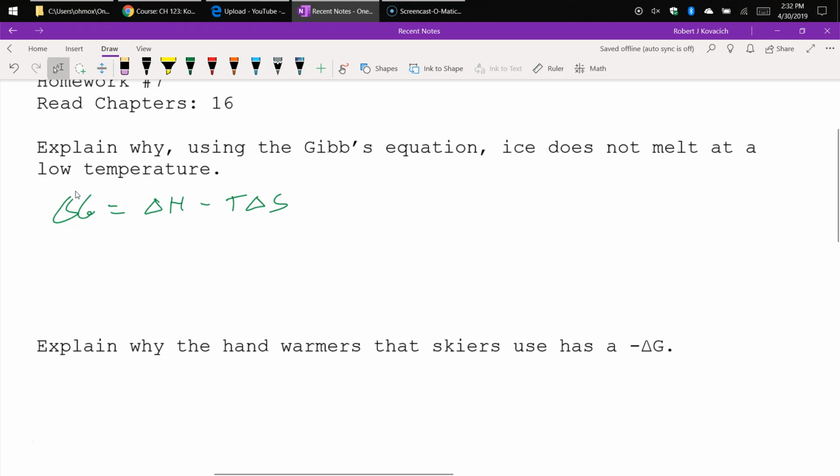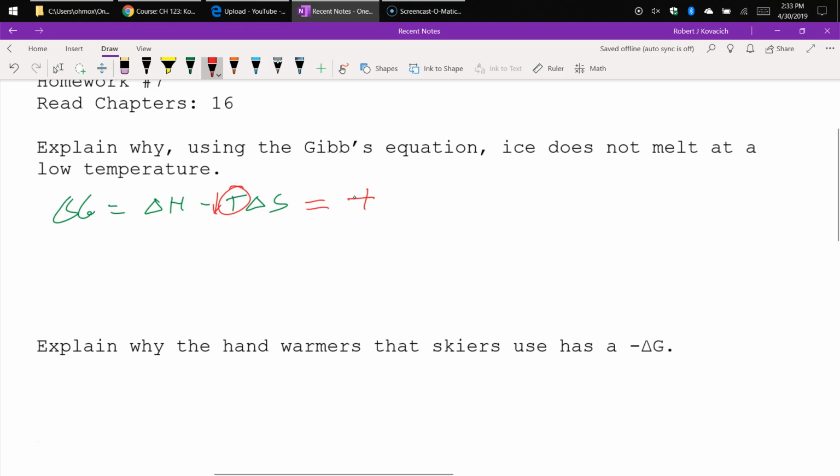And so if we're talking about it being at a low temperature, that means my temp part is low. What I'm trying to prove is that this is not a spontaneous reaction. So what does the sign need to be for the delta G? It needs to be positive. If this is a positive value, then ice won't melt at a low temperature, which obviously we already know.